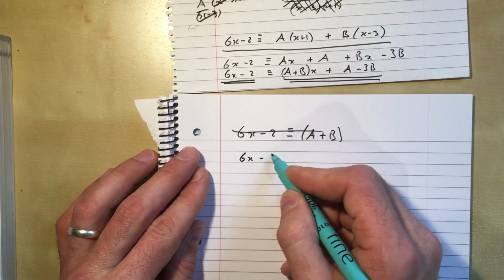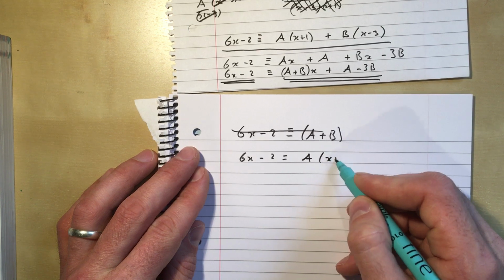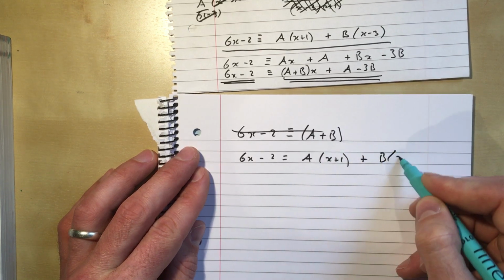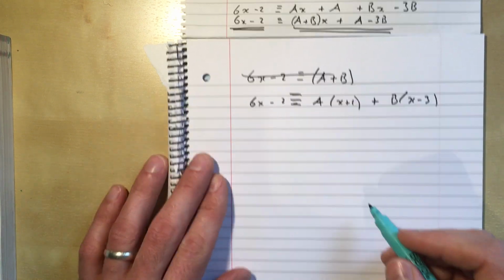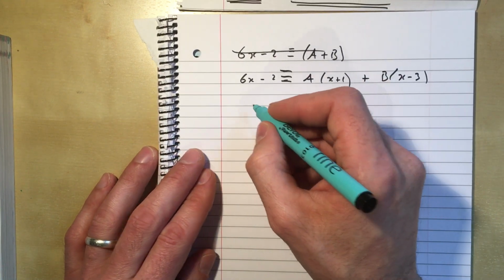6x minus 2 is the same as a times x plus 1 plus b times x minus 3. Well, those things are identically equal. So let's have some clever thinking.